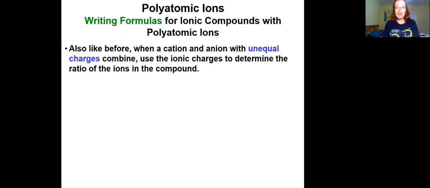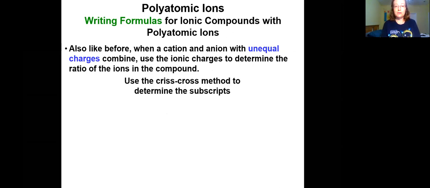So like before, when a cation and anion with unequal charges combine, you need to use the ionic charges to determine the ratio of the ions in the compound. You use the crisscross method to determine the subscripts. Magnesium is +2. Let's put them with hydroxide. Do you remember the formula for hydroxide yet? It's okay. It's OH with a -1 charge. And again, I put it on the left. Books sometimes put it on the right. Either way is okay.